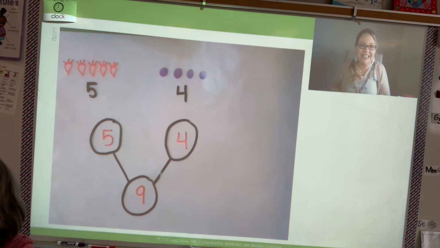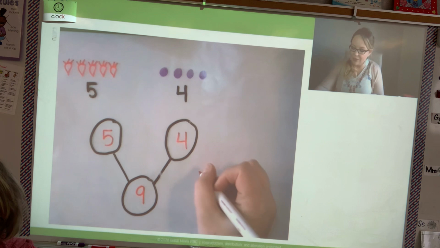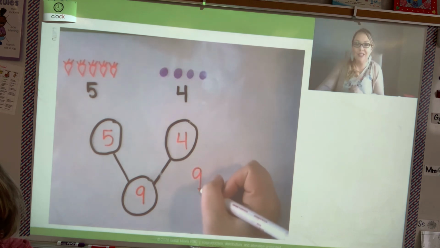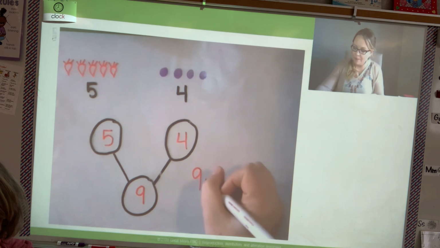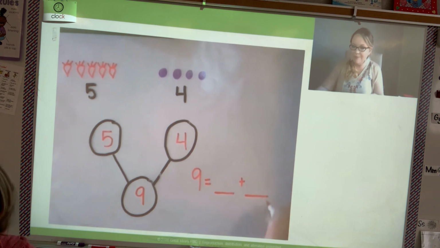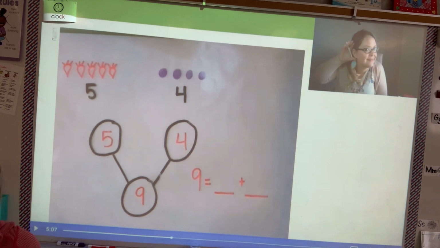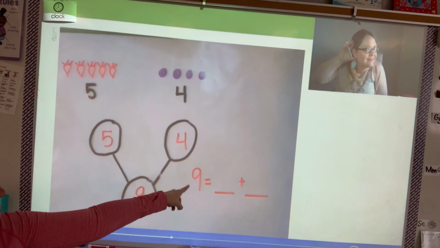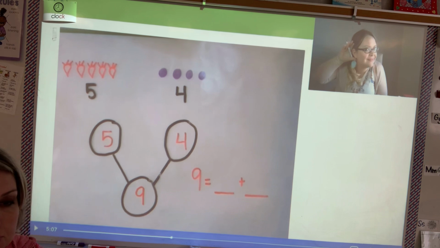Now let's write a number sentence. We can begin our number sentence with 9 to show how many berries in all. Try to begin it the way she is. How do I know what numbers to write in the blanks? Oh, raise your hand. How do we know what numbers to write in the blanks when we're doing an addition sentence? Estelle? By looking at the number bond, because the number sentence is the same as the number bond.